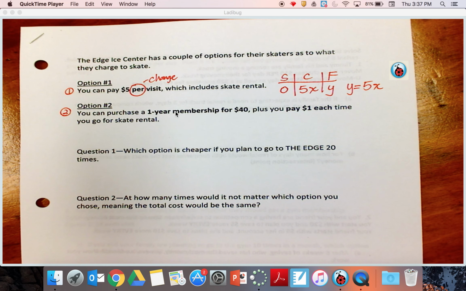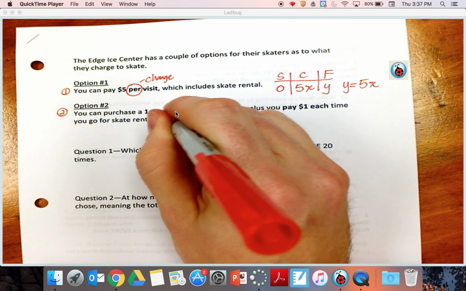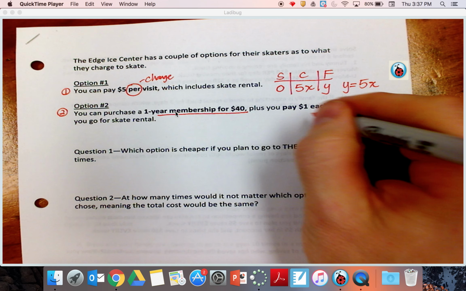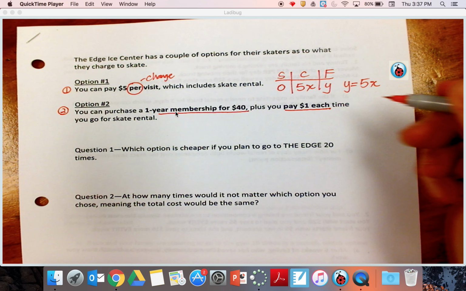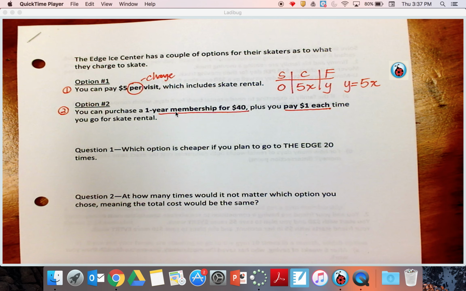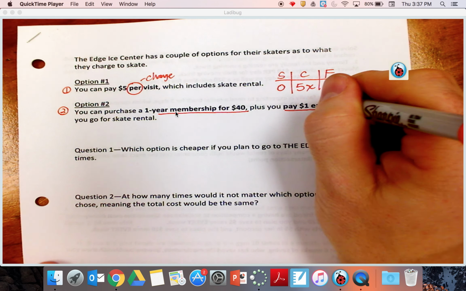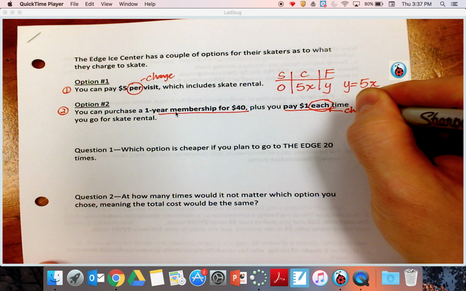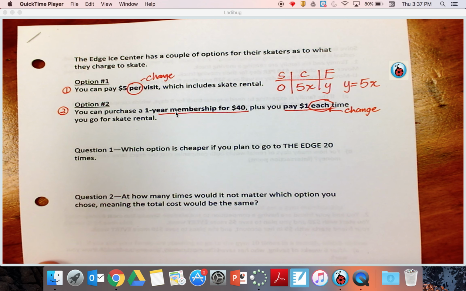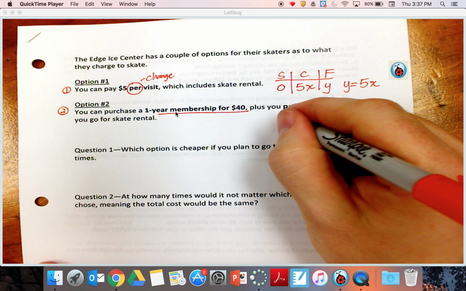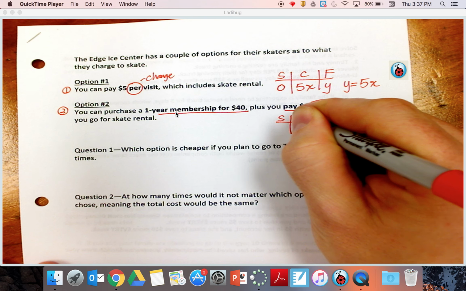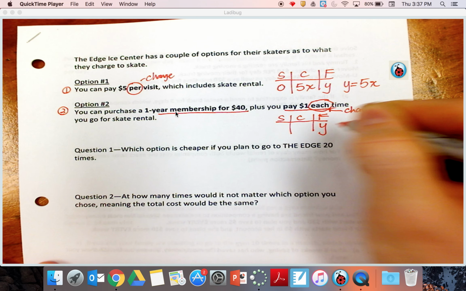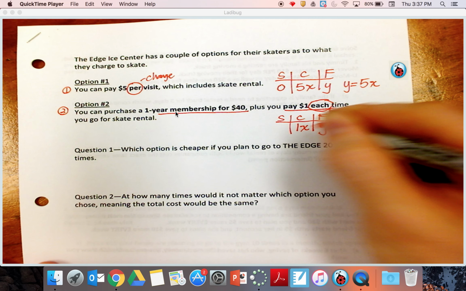Now I need to write my second equation for my second option so I can have 2 for my system. So if I read this here, it says I can pay a 1-year membership of $40 plus pay a $1 each time I go to the skate rink. That word right here, each, tells me my change. That is what's changing. So that will go in my organizer when I write my equation, my start, change, and finish, as right here, 1x.